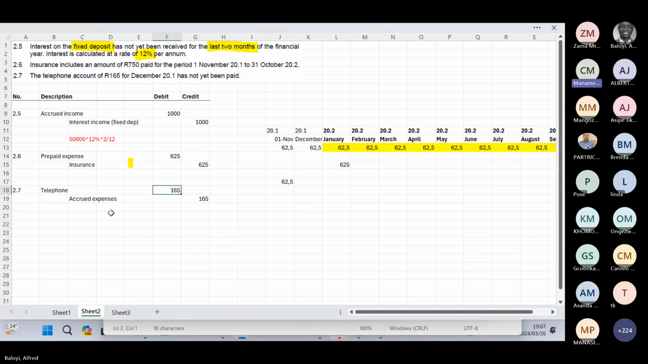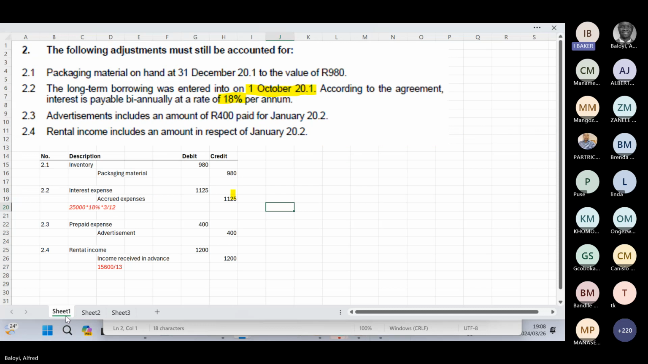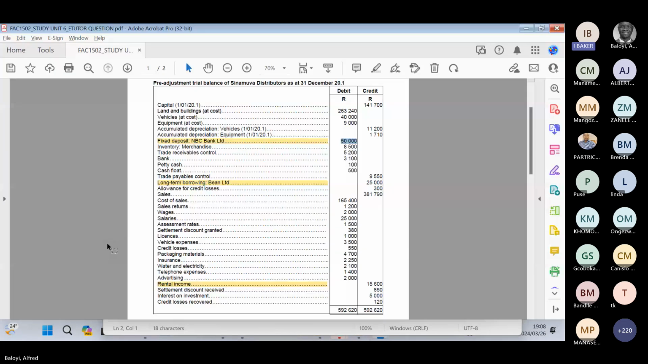And Mr. Baker, is it that you have your hand up? Yes. Okay, you can just quickly ask. Can you please go back to sheet 1 where there's an advertisement of 400, and explain a little bit, because I see there's a 2,250, I think, in the trial balance, where it was paid on 31st of December. Yes, that was paid on 31st of December, and then there's a 400.